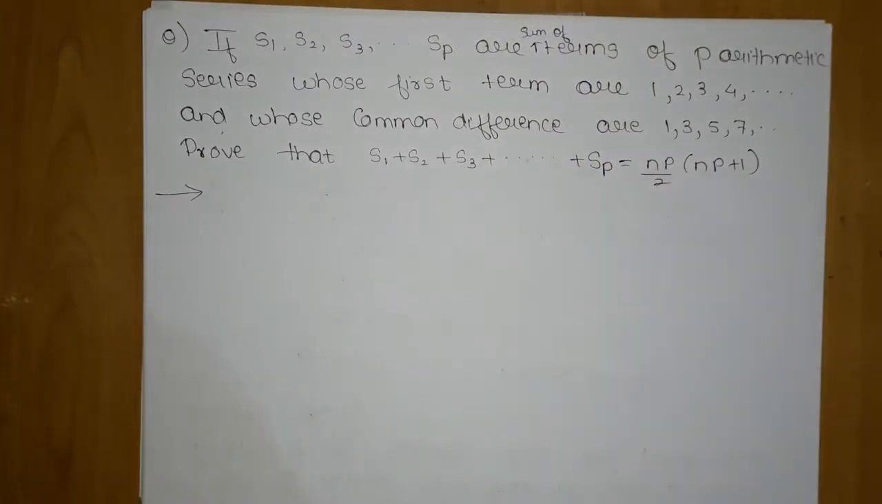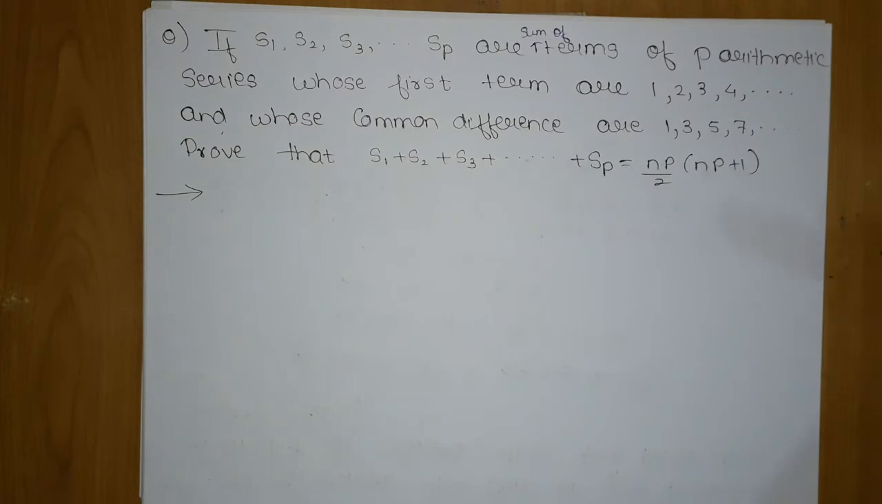If S1, S2, S3 till Sp are sums of terms of p arithmetic series whose first terms are 1, 2, 3, 4 till infinite, and whose common differences are 1, 3, 5, 7, prove that S1 plus S2 plus S3 plus till Sp is equal to np upon 2 into (np plus 1).